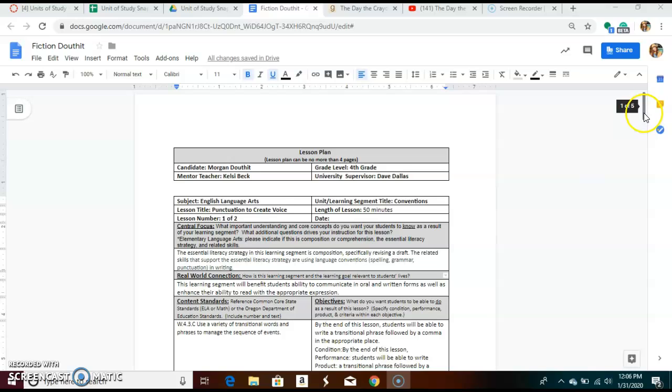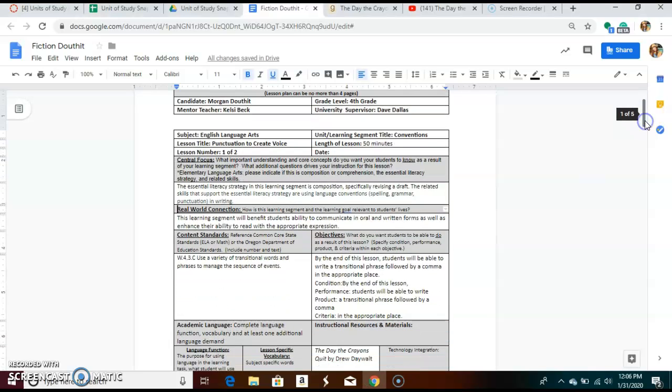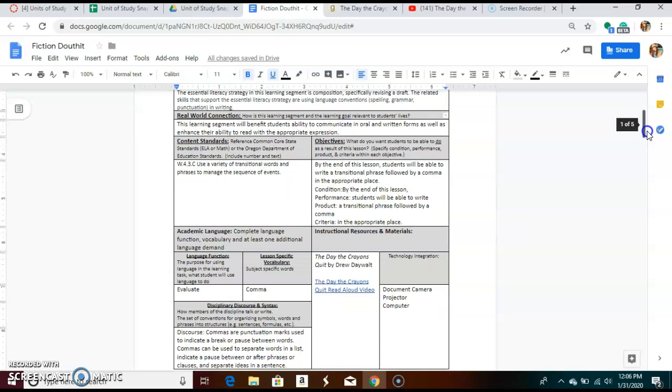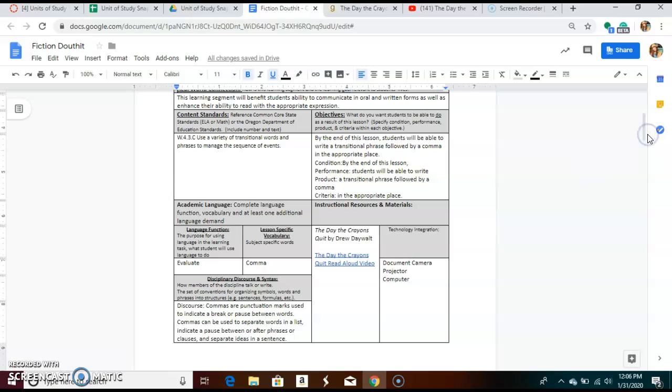My objective for the first lesson was, by the end of this lesson, students will be able to write a transitional phrase followed by a comma in the appropriate place. The condition being, by the end of the lesson, the performance, students will be able to write the product, a transitional phrase followed by a comma, and the criteria, in the appropriate place. I chose to use the language function evaluate. Technology would be a document camera, projector, and a computer.